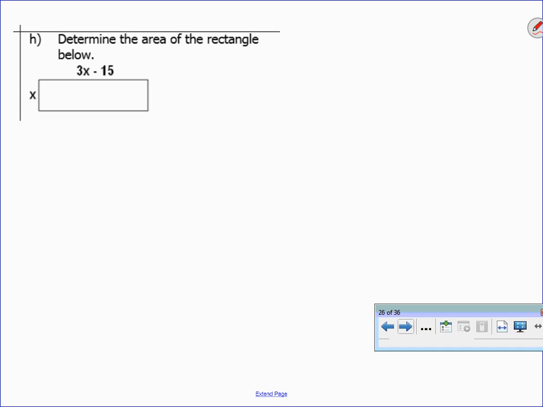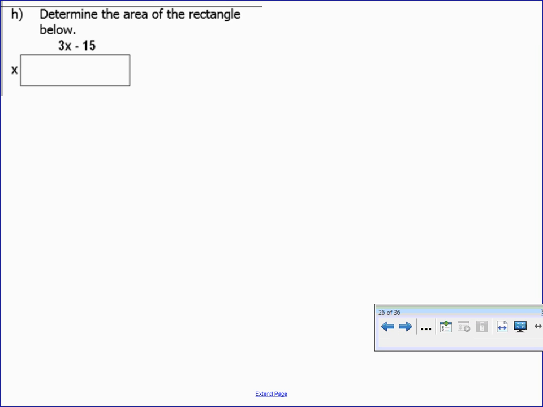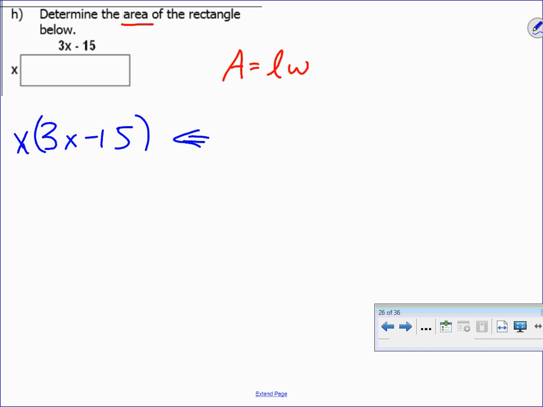For this last one, this is really similar to question C, but much easier. The question is, how do you determine the area of a rectangle? The area of a rectangle is length times width. The length of the rectangle is x, and the width is 3x minus 15. All they're asking us to do is multiply these two things together, and we'll get 3x squared minus 15x. And that's it for section 3.